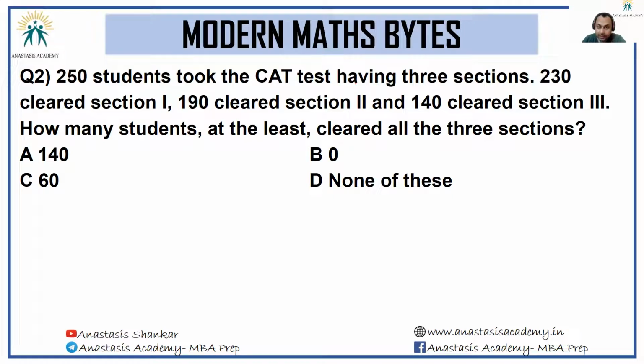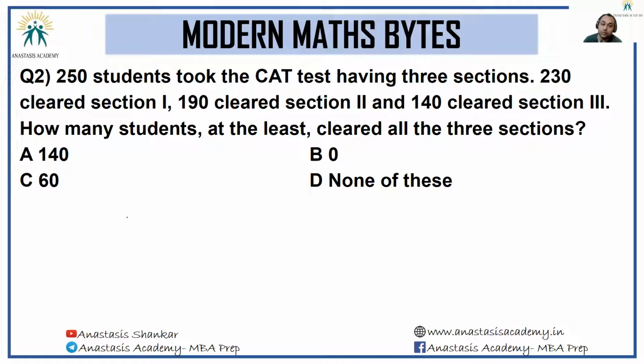250 students took CAT test having 3 sections. 230 cleared section 1, 190 cleared section 2, and 140 cleared section 3. How many students at the least cleared all the 3 sections? Okay. Cleared all the 3 sections.